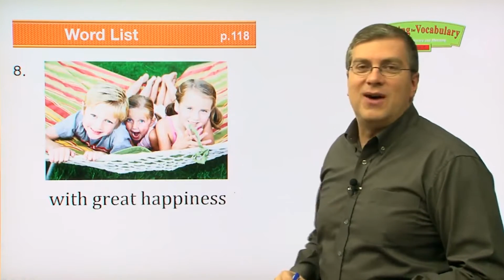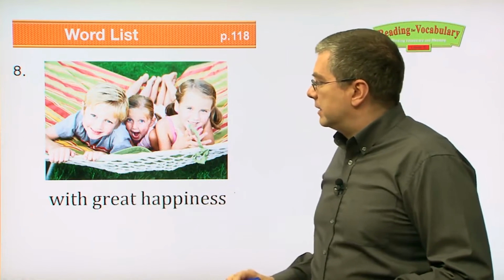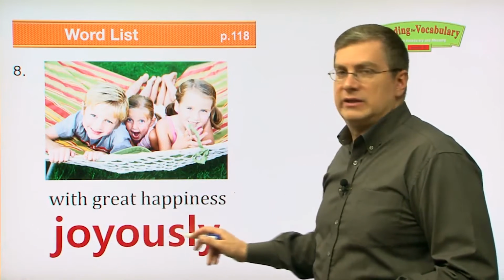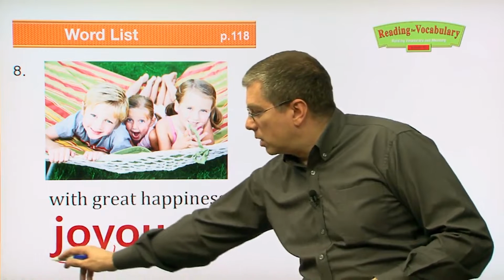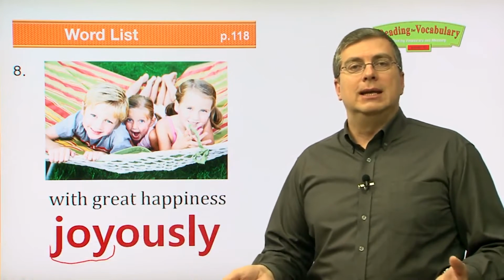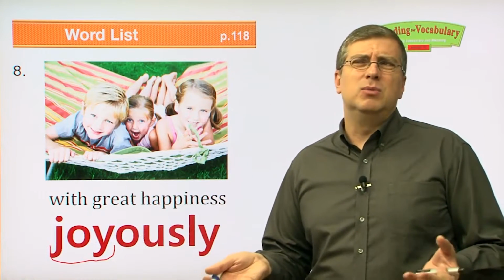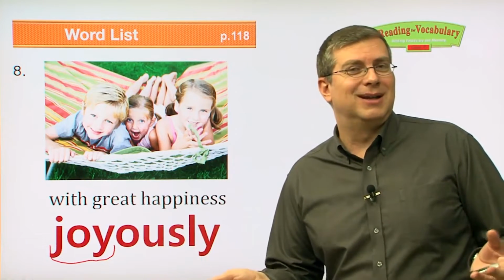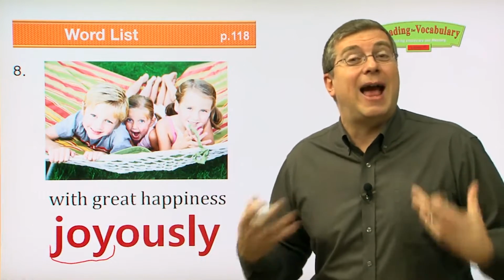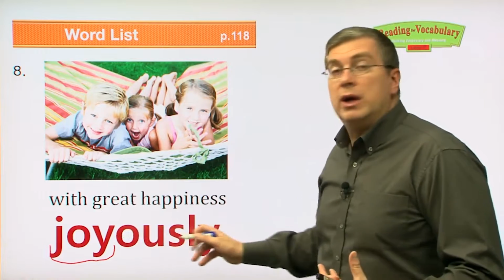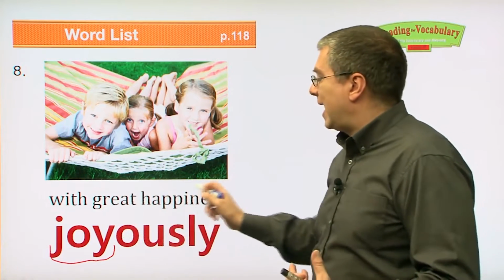Okay. Next one. These kids are having fun, right? With great happiness. What do we say? Joyously. Joy. You know the word joy. Joy is happy, right? You say, 기분이 좋다, right? 기분이 좋아요. That's joy. I'm very happy. But we say joyously, it means with great happiness.